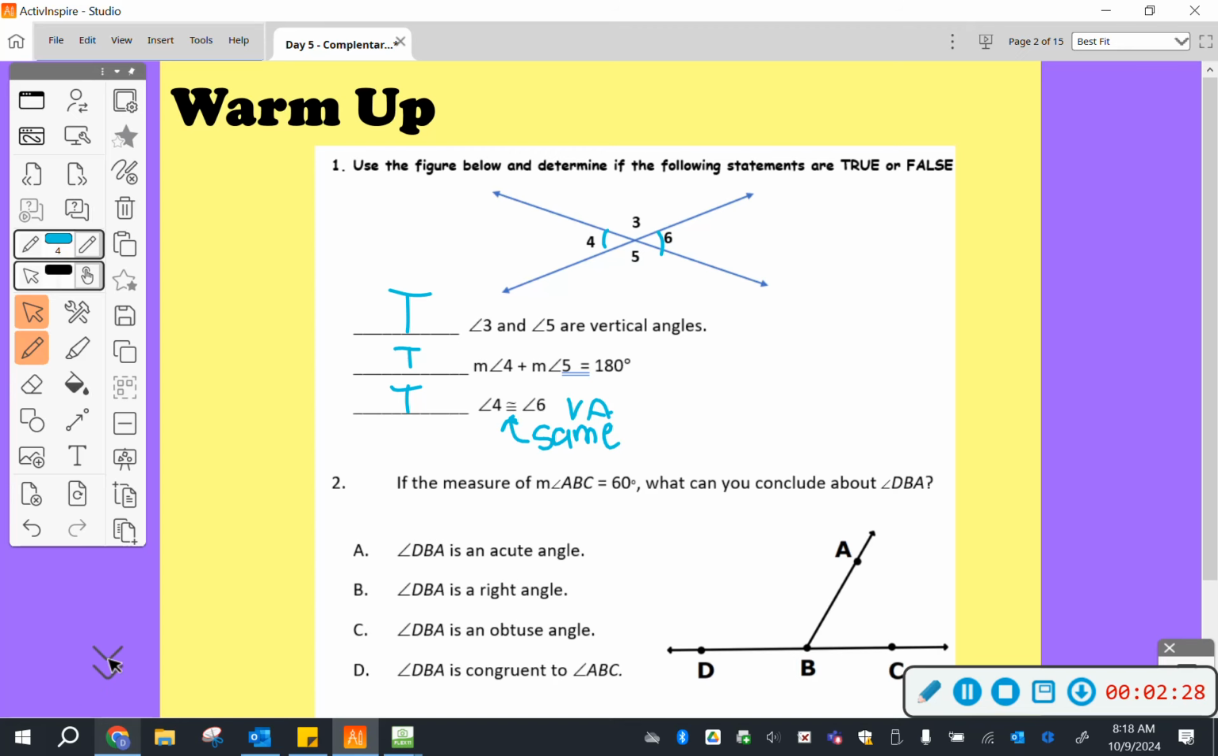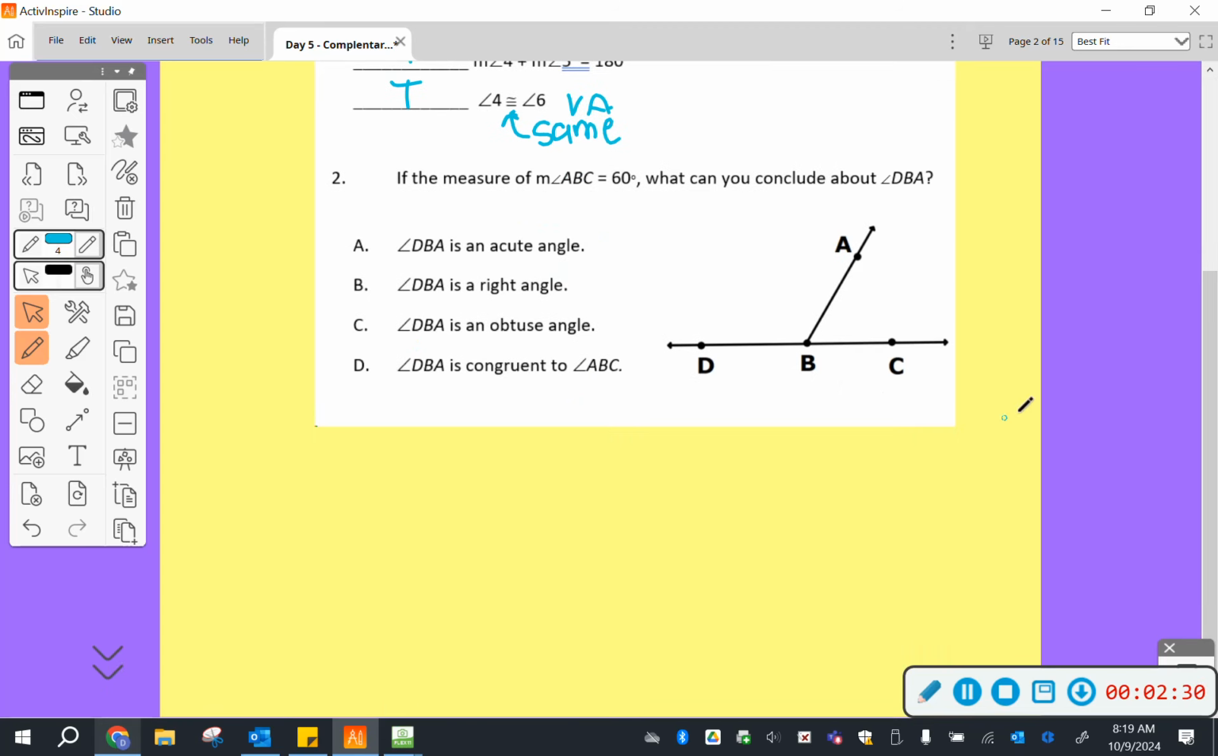All right, next question says, if the measure of angle ABC, so here is ABC, the measure of angle ABC is 60 degrees. So I'm going to put 60 degrees right there. What can I conclude about DBA? So D to B to A is right here. Can I figure out what DBA is? How?